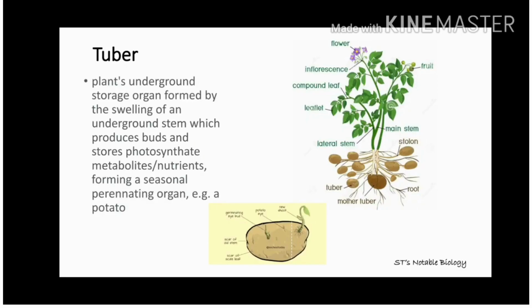Tubers, underground storage organs. What are these? These are underground storage organs formed by the swelling of an underground stem, which produces buds and stores photosynthetic metabolites, nutrients, forming a seasonal perennating organ. Example, potato. The best example of a tuber is potato. From potato we can understand.